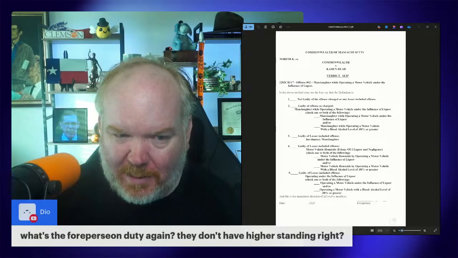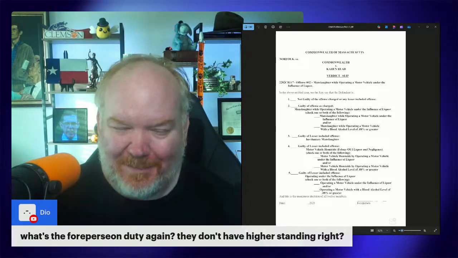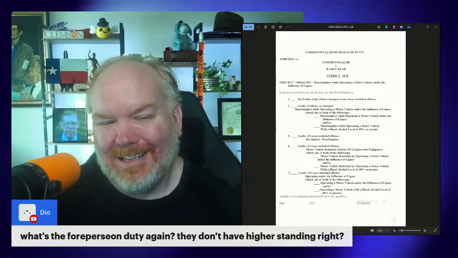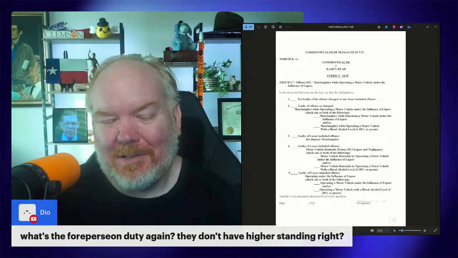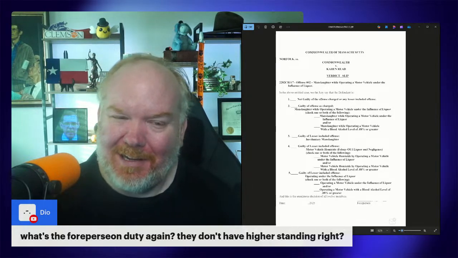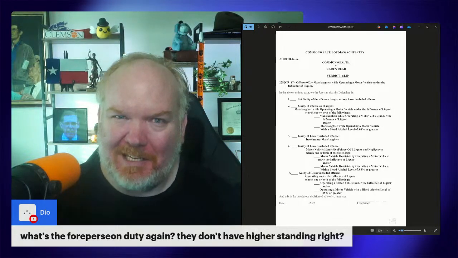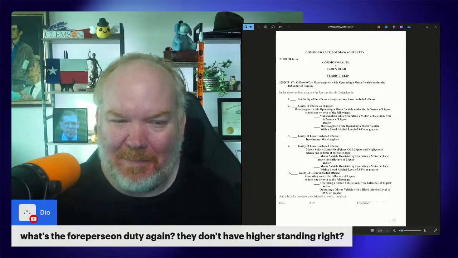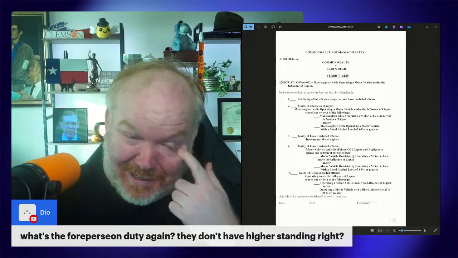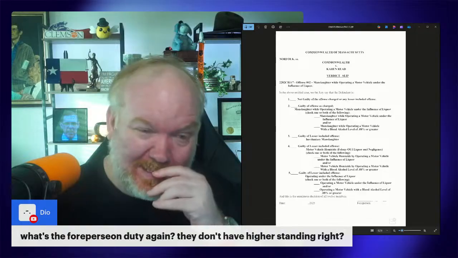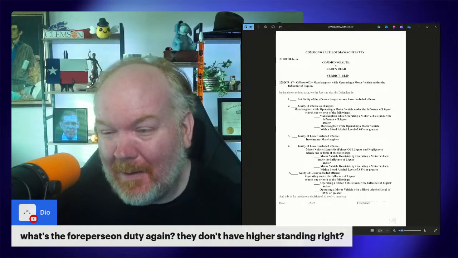What's the foreperson's duty? The foreperson's duty is literally to try to corral the cats. The foreperson's duty is to try to make sure everyone has a fair opportunity to speak and sort of lead discussion and sign the bottom of the verdict form. That's about it. And also write the notes that go to the judge. That's the foreperson's job. So that's what the foreperson does.